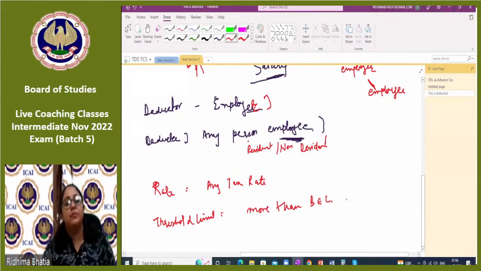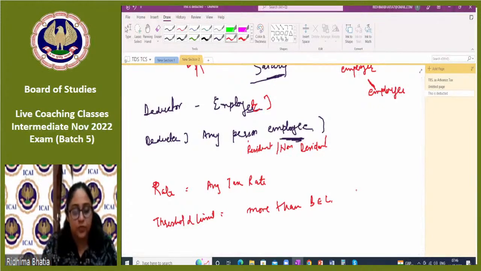When the salary paid is more than the basic exemption limit. Ma'am, what is the basic exemption limit? That you have to tell me. What is the basic exemption limit? 2.5 lakhs, 3 lakhs and 5 lakhs.